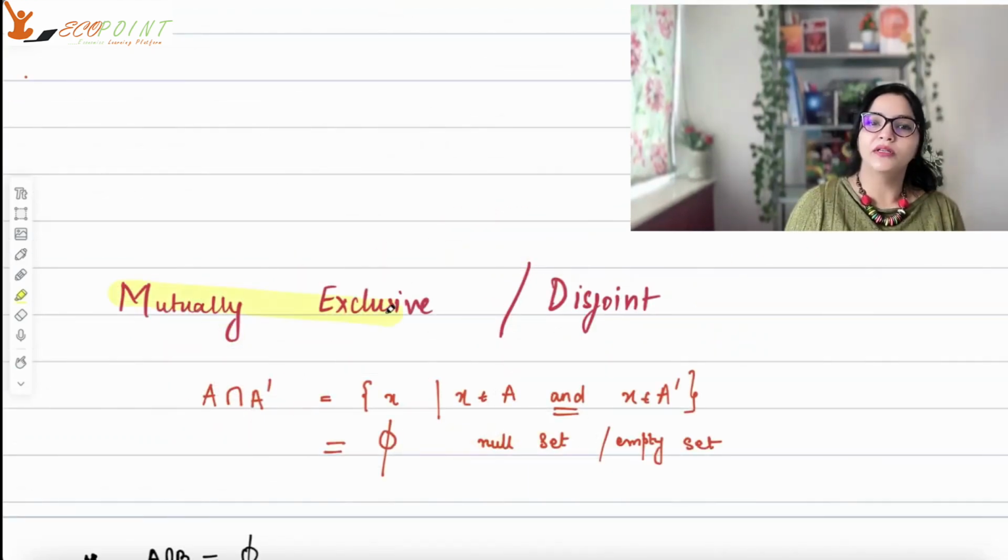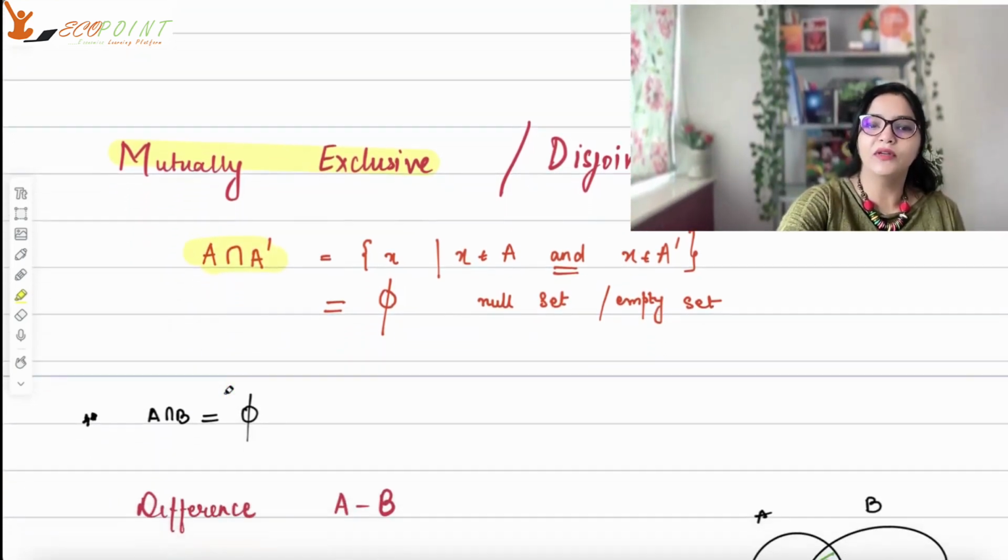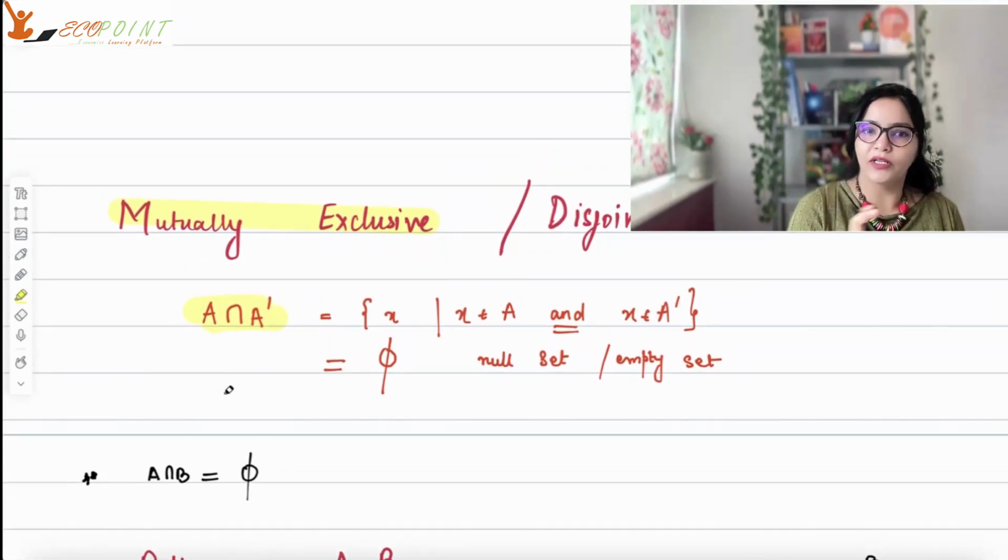Then a very important concept in probability, the concept of mutually exclusive events. Mutually exclusive or mutually disjoint basically means that you take two events A and B. They would be mutually exclusive if they don't have anything in common. So their intersection has to be phi. Like A and A complement, they are mutually exclusive. So whenever there is nothing in common, it's mutually exclusive.